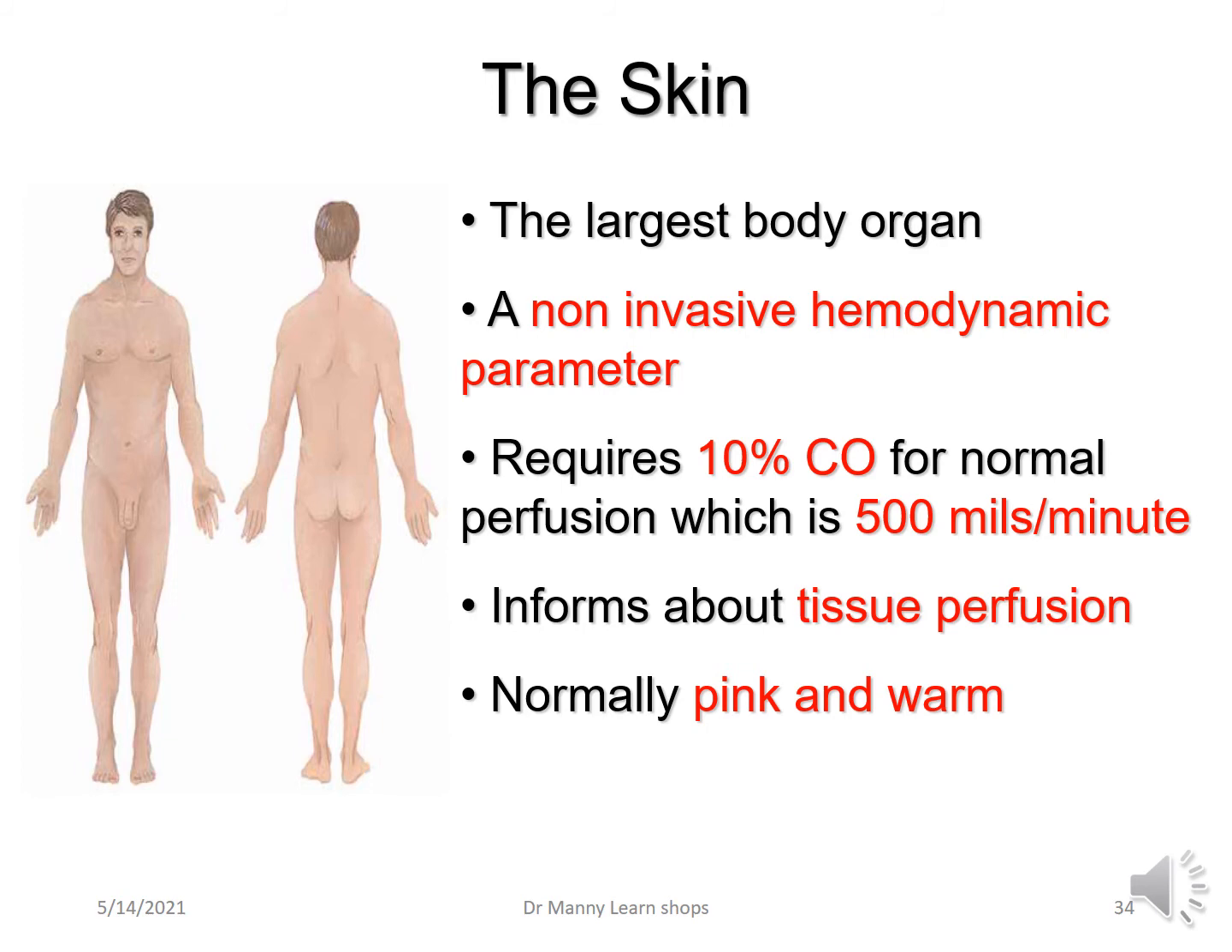Under normal circumstances, the skin is pink and warm, vasodilation. Under abnormal circumstances, where you have a problem with cardiac output, the skin will become vasoconstricted, cold or cool, pale and clammy.